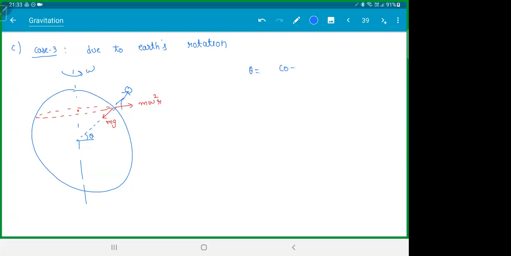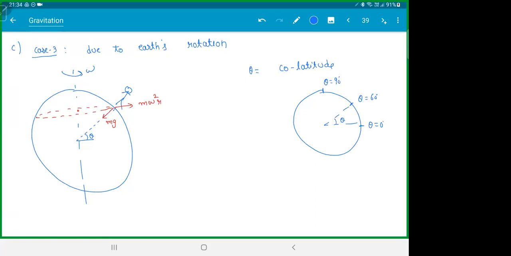Co-latitude. You can call it whatever you want. What is this co-latitude? At the equator, theta is 0. At the north pole, theta is 90. Somewhere in the middle, theta is 60, like this. That is the meaning of latitude angle. Okay.